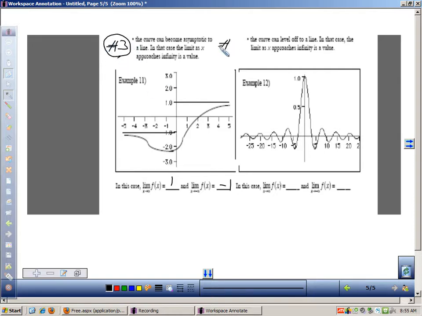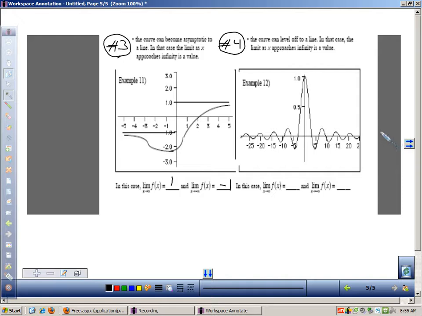And our number 4 possibility is that our function levels off, but it oscillates. So this function just keeps oscillating, but the oscillations get smaller and smaller as we go positive and negative. So here we can think of the x-axis, y equals 0, as our horizontal asymptote. This function just keeps oscillating smaller and smaller.